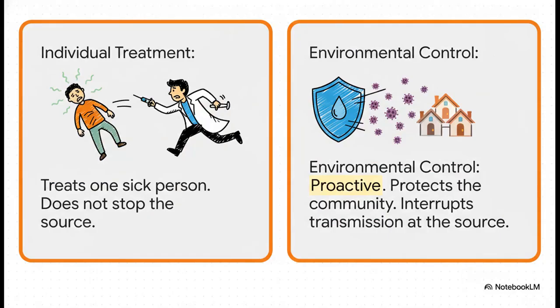You answer by drawing a really clear contrast. You explain that treating an individual is, by its very nature, reactive. You're helping someone who is already sick. And that's critical for them, of course, but it does absolutely nothing to stop more people from getting sick. Environmental infrastructure, on the other hand, is proactive. When you fix the contaminated water system or improve sanitation, you're protecting everybody, the entire community, even people who haven't been exposed yet. You're cutting the outbreak off at its source.